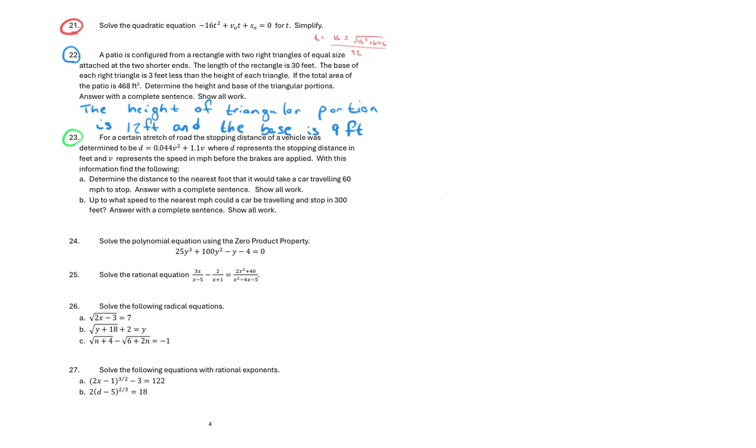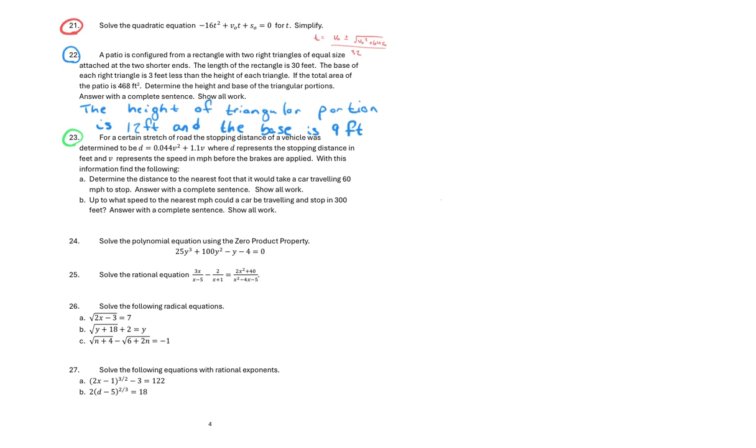Okay, 23. For a certain stretch of road, the stopping distance of a vehicle is determined by distance equals 0.044 v squared plus 1.1 v, where d represents the stopping distance in feet and v represents the speed in miles per hour before the brakes are applied. With this information, find the following. A. Determine the distance to the nearest foot that it would take a car traveling 60 miles per hour to stop. Answer with a complete sentence and show all work.